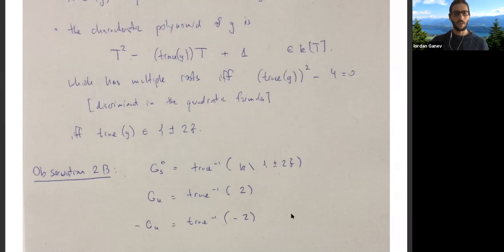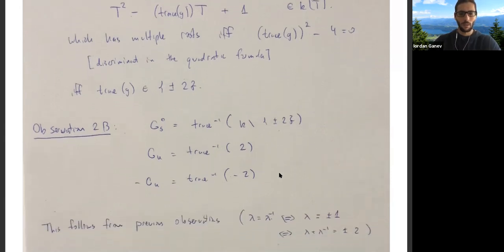So the decomposition that I said before can be understood using the trace map. Basically, we single out 2 and minus 2, we take those fibers, those are G sub u and minus G sub u, and we throw them out. What we have left over is the preimage under the trace map of k minus plus or minus 2, and that's the regular semisimple locus. And that follows pretty easily from what I've said so far.